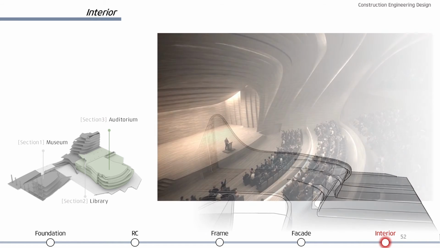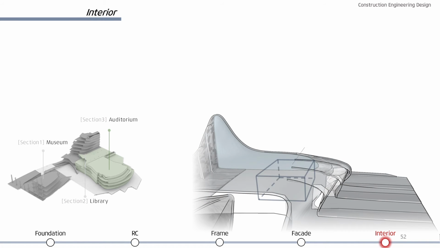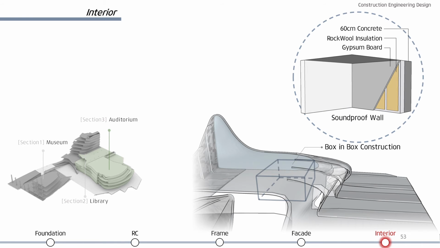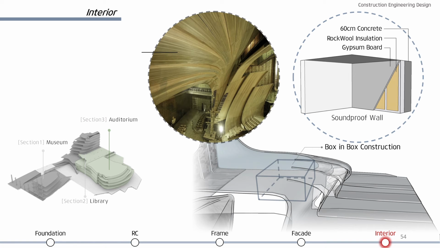To make this possible, box-in-box construction is used. In the construction of the auditorium or concert hall, an additional 6 soundproof concrete walls that are 60 centimeters thick were placed around the room. By doing this, it housed the concert hall in an enclosed box separate from the library. In addition, 12,000 square meters of rock wool insulation was used to further increase the sound dampening.